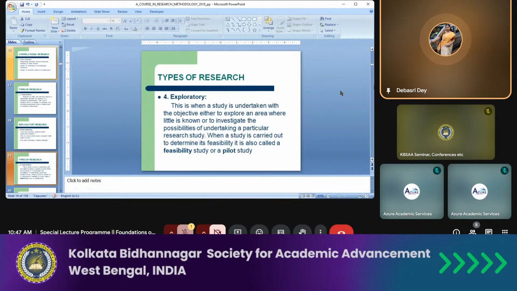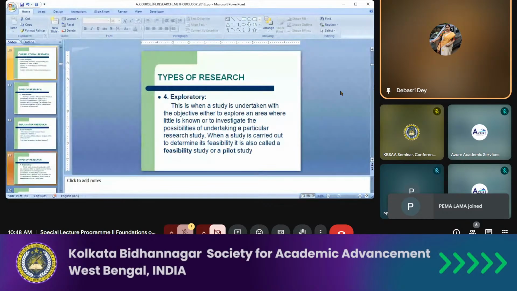So, exploratory research is a study based on the concept of exploration, as the name indicates. That means exploration is required. Explore means going into very great detail. The objective is either to explore an area which is known or uncover an area which is unknown. You investigate and find out the various possibilities that can be undertaken for a particular research study.